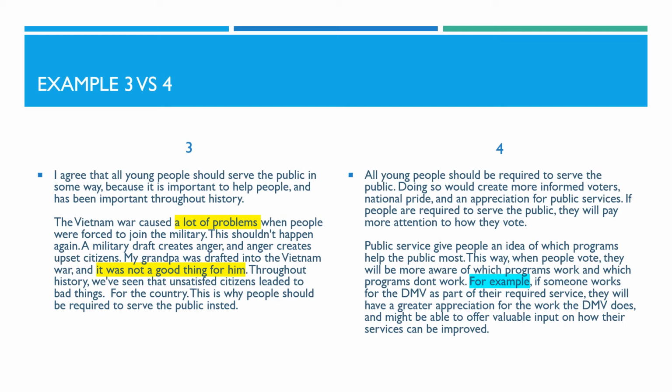Their first body paragraph is public service. Give people an idea of which programs help the public most. This way, when people vote, they will be more aware of which programs work and which programs don't work. For example, if someone works for the DMV as part of their required service, they will have a greater appreciation for the work the DMV does and might be able to offer valuable input on how their services can be improved.